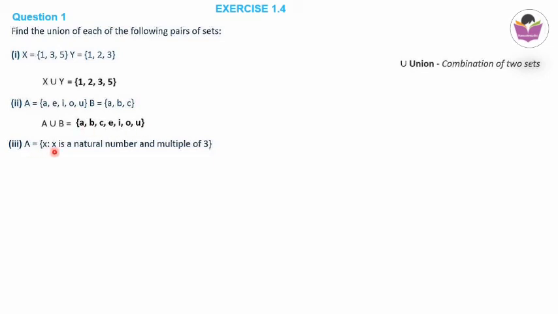And when you check the next question, A is equal to set of x such that x is a natural number and a multiple of 3, and B is equal to x such that x is a natural number less than 6.